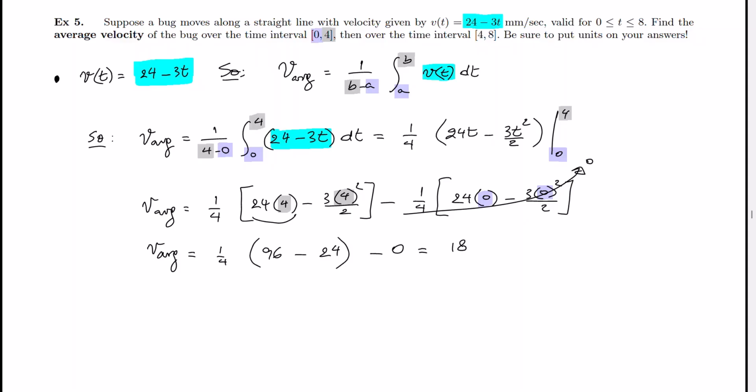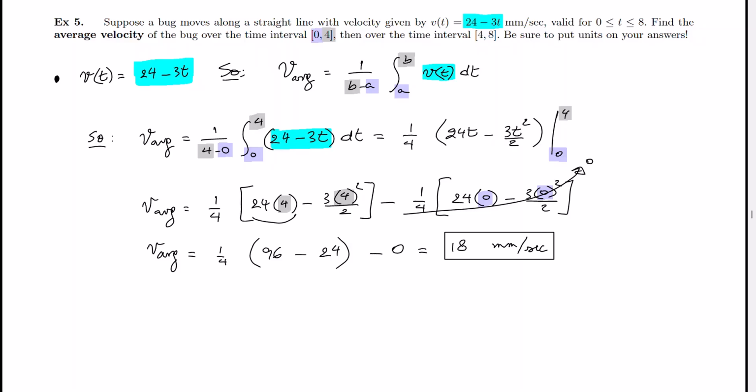Now, it needs a unit. So what unit are we going to be using? Well, we are talking about average velocity after all, and velocity is measured in millimeters per second. So the average velocity is going to be, again, measured in millimeters per second. So that's my final answer for part 1 of the problem.